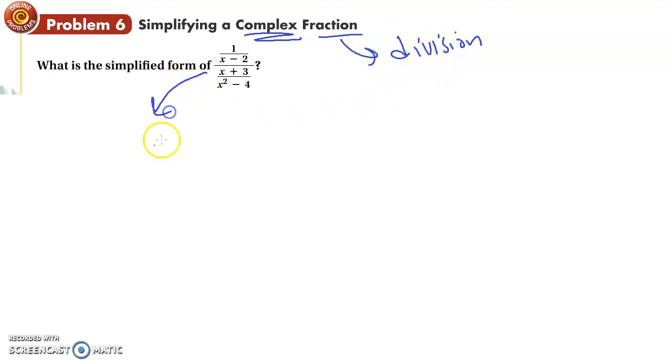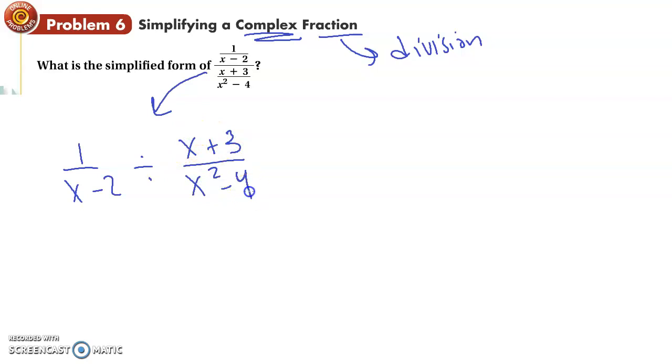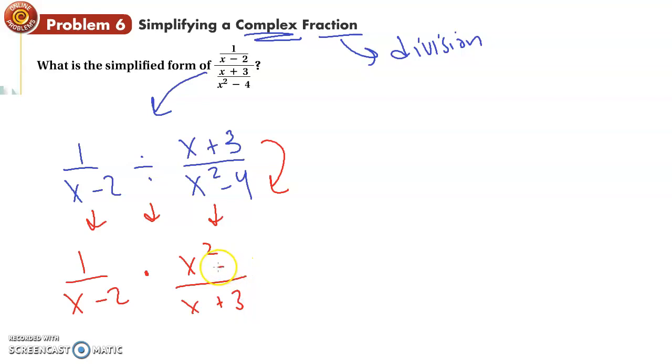So instead of writing it like this, I'm going to write it as 1 over x minus 2 divided by x plus 3 over x squared minus 4. And because this is a division, we can keep, change, flip. We can keep the first fraction the same, 1 over x minus 2, change the division sign to multiplication, and we can find the reciprocal of x plus 3 over x squared minus 4, and we have x squared minus 4 over x plus 3.